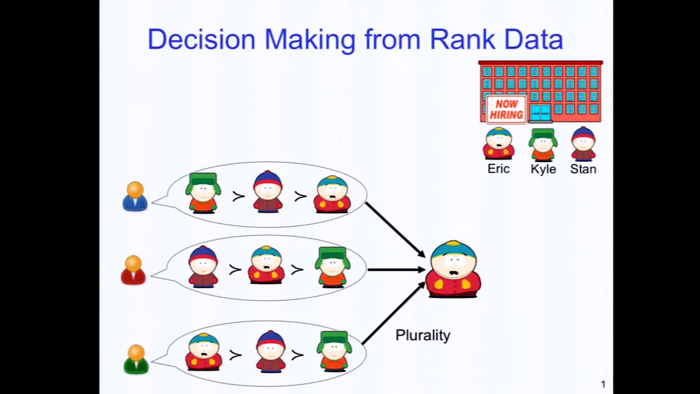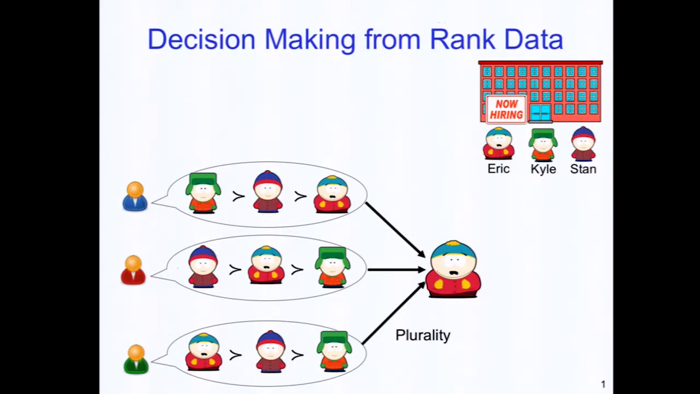How many times did people vote for Eric? How many times for Kyle? How many times for Stan? And you basically just choose the one with the highest number of head counts. And you see that there is a tie. So Kyle, Stan, Eric. Whenever there's a tie, let's use the alphabetic tiebreak. And this time, Eric will be the winner. Okay, so far so good.